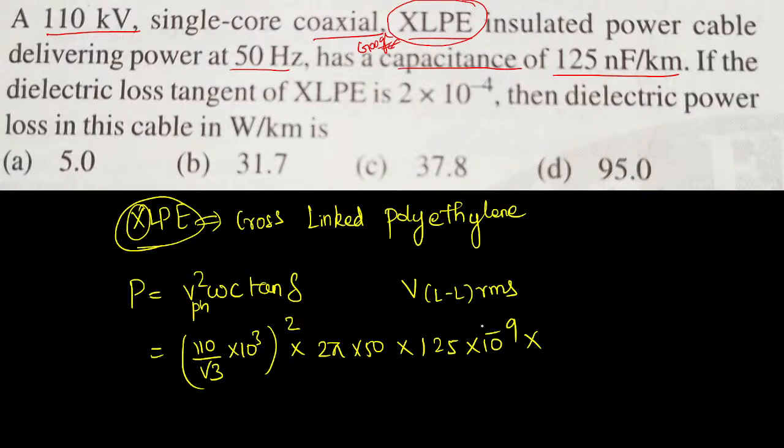Next, what is needed? Tan delta. Next you have to substitute the value of tan delta. I think that is given. The loss tangent value is already given. How much is it? 2 into 10 power minus 4. Just substitute all the values and you will obtain the value of P. I hope you all are getting it. That's all. So I hope you all got the idea of how to solve the questions.